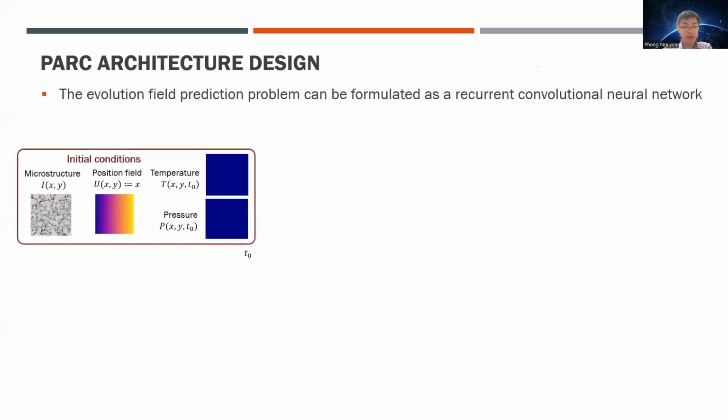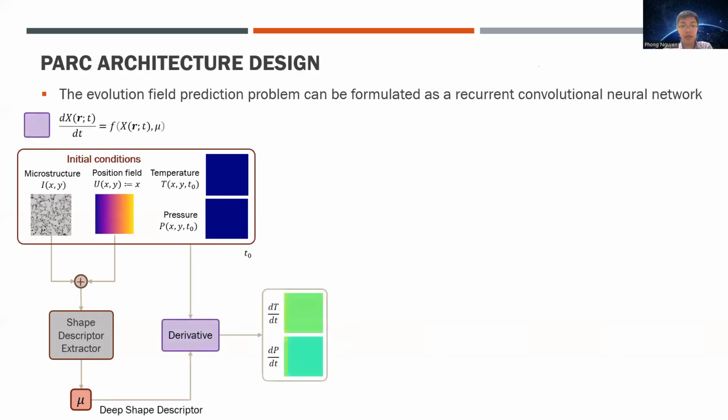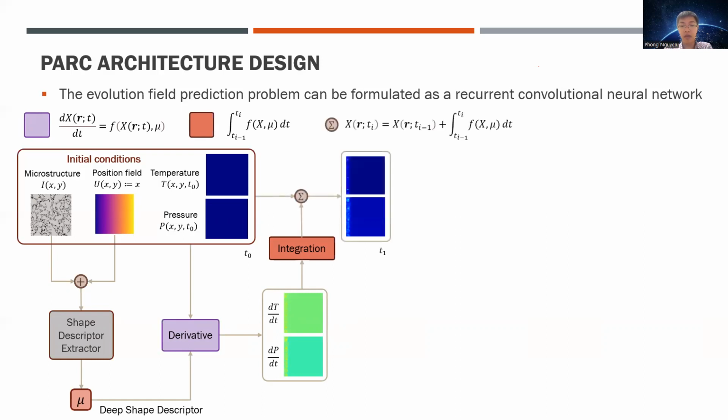So from a given microstructure and position field, a descriptor carrying the information about the shape of the microstructure and the variation of the shape is extracted and serves as constant parameters in the model via a neural network. From the initial condition, we first derive the time derivative of the quantity of interest, in this case temperature and pressure fields. Consequently, a data-driven integration is performed to compute the actual change of the quantity of interest, and the value is added to the initial condition to derive the values for the next time step. The same process is repeated recurrently until the final time step is reached.